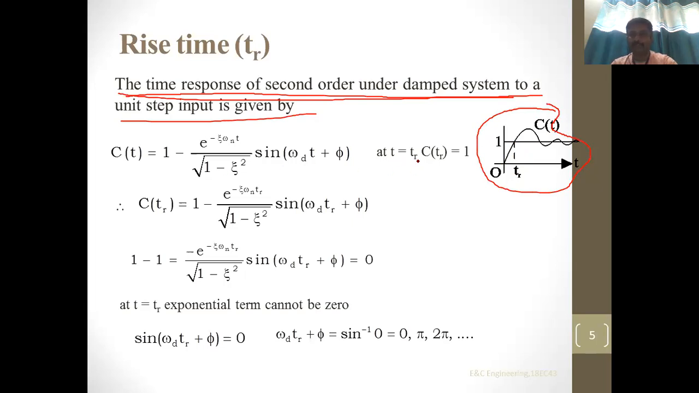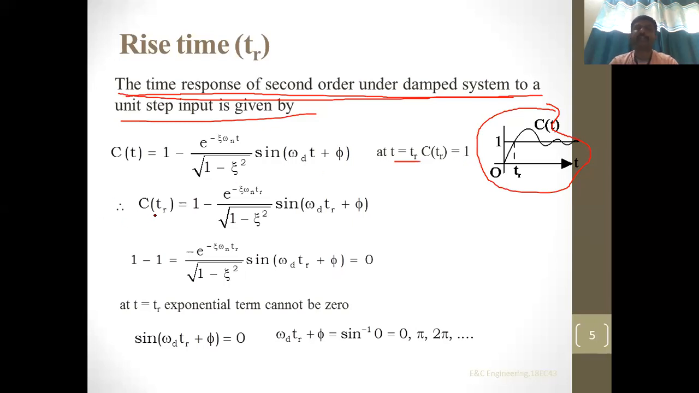Thereby, next step, at t is equal to tr, that means we are interested in tr. How do I get tr? Provided it reaches the maximum value, 100%. If I consider 100% as 1, it reaches this maximum value at t is equal to tr. Thereby, what substitution shall I make? At t is equal to tr, c of tr is equal to 1.